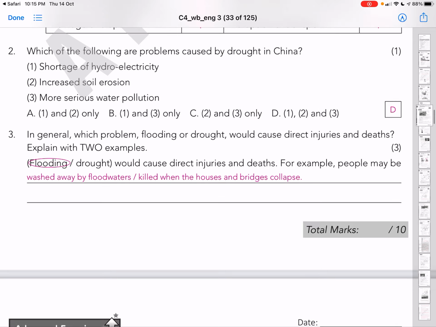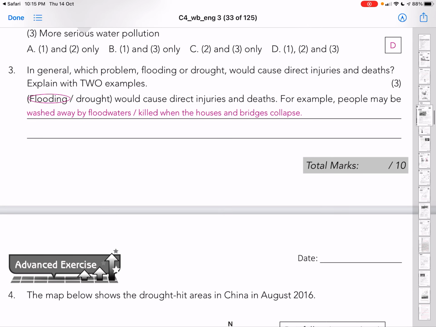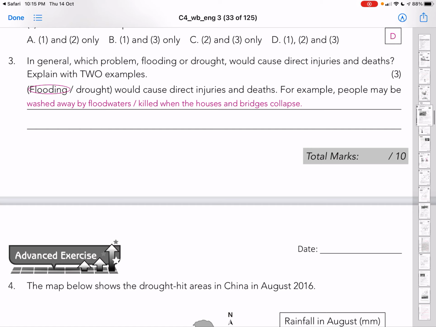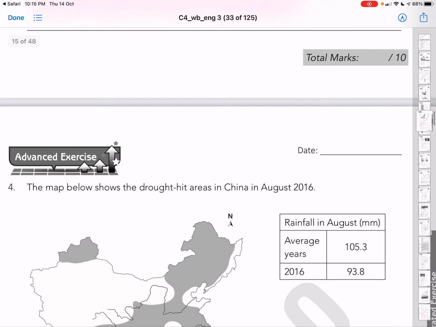1, 2, 3. Okay. Flooding will cause direct injuries and death. For example, people may be washed away by the flood water, or killed when the house and the beach collapse. Just like nowadays, when the typhoon comes, some of the Hong Kong residents may get hurt or even die because of the poor weather. So this is the situation that flooding can bring us.